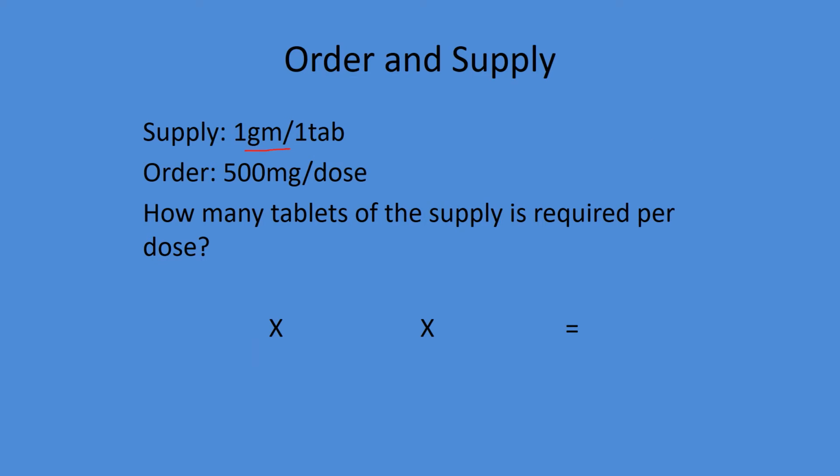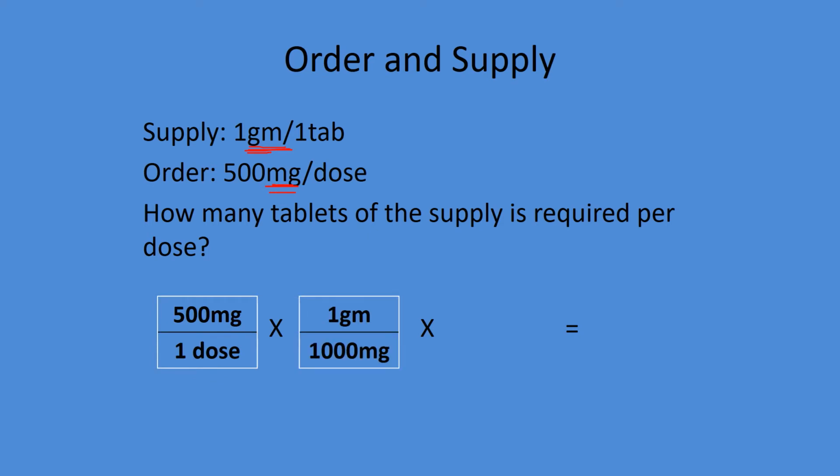Now, if the units don't match, you'll need to make them match. So here I put the order, 500 milligrams per dose. And I had to convert this into like units. Right? So for every 1 gram, there's 1,000 milligrams. So this is just a factor of 1. That way our milligrams will cancel out, and we're left with grams per dose. But that's not what the question asked for.